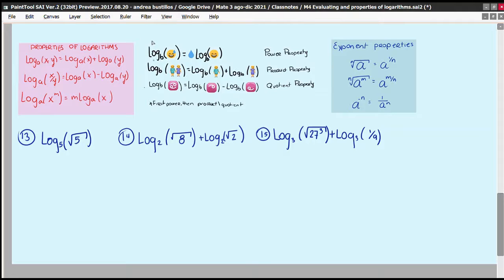So let's look at these examples. The first one is telling me logarithm base 5 of square root of 5. First things first, you have to remember the properties of exponents. You know that any radical can be rewritten as a fractional exponent. So the first thing you have to do is always rewrite it as a fractional exponent. You know that square root of 5 can be rewritten as 5 to the power of 1/2.